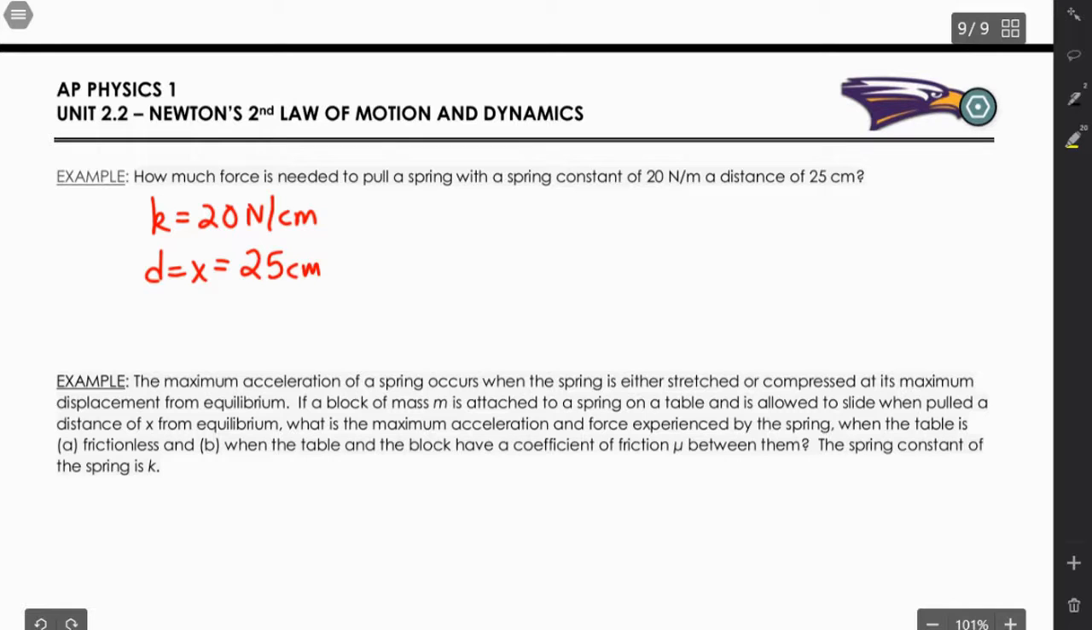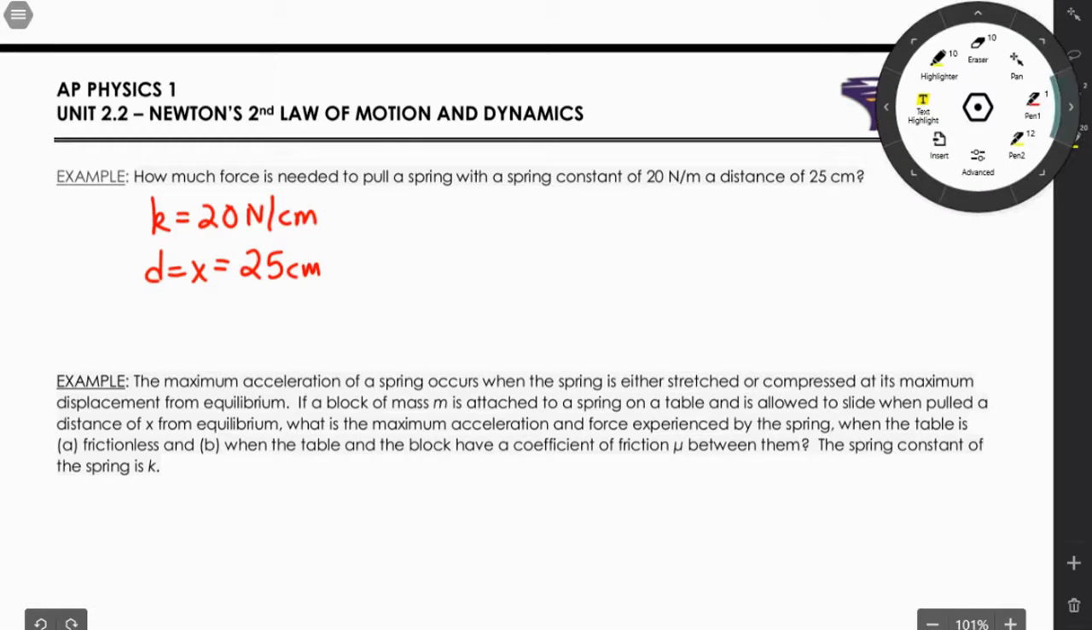They didn't give us the distance in meters. They gave us centimeters, and they gave us k in newtons per meter. So you need to make sure that these units match up. If they don't, convert your units. That's one of the big mistakes that students often make: they don't convert the unit.